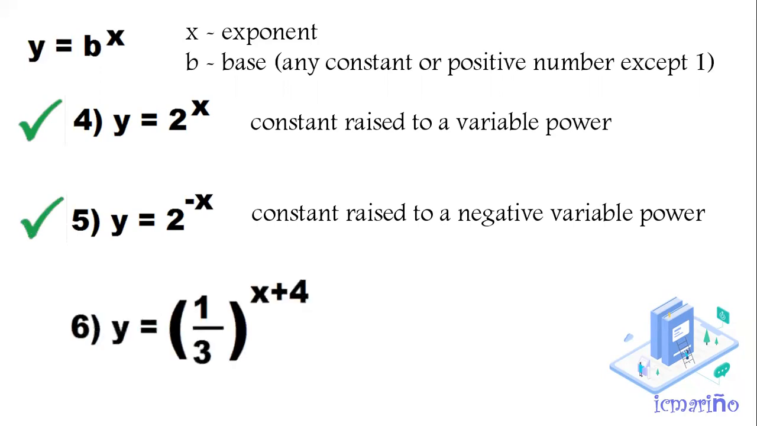Okay, next. y is equal to 1/3 raised to x plus 4. Our exponent is x plus 4. This is a valid exponent. Our base is 1/3. This is not a negative number. This is positive. This is not equal to 1. It is less than 1, but still it is not equal to 1. So this is a valid exponential function. So we already have identified what an exponential function is. Let us move on to the next.